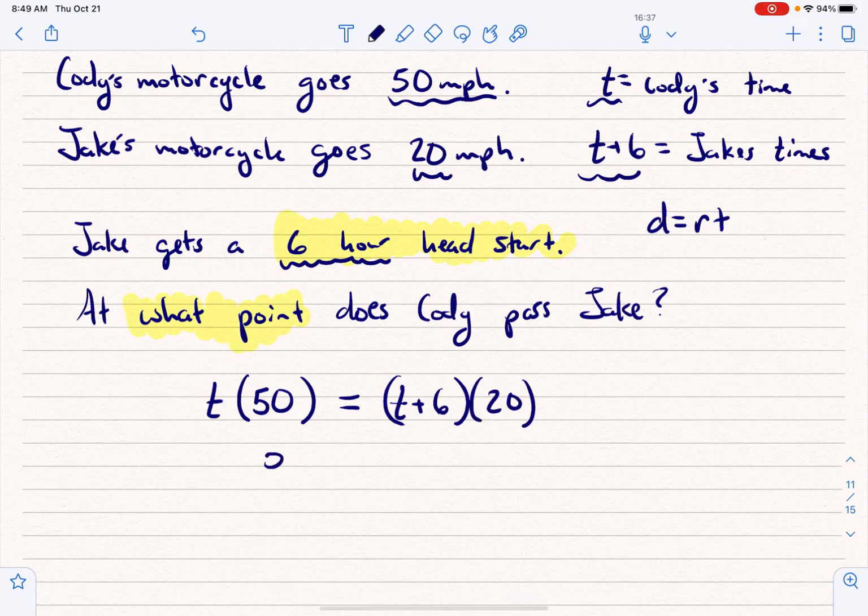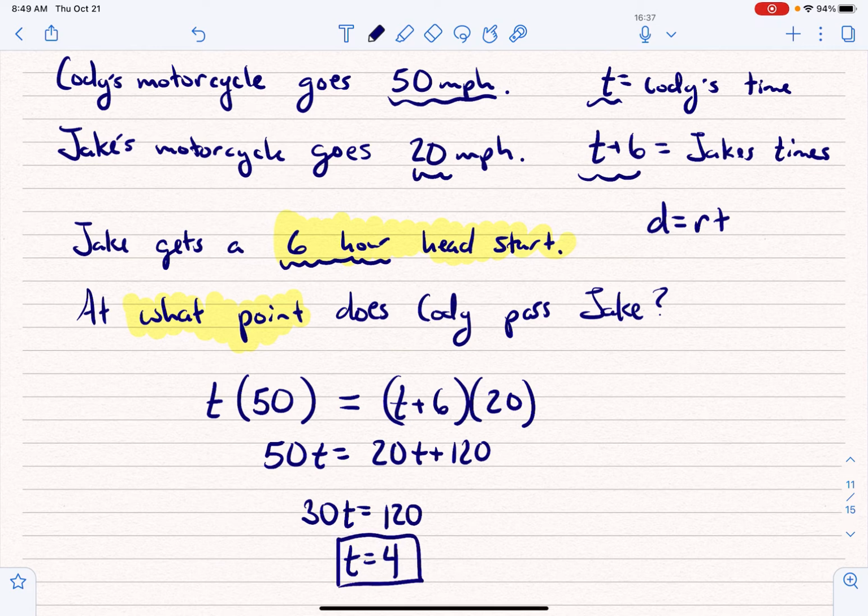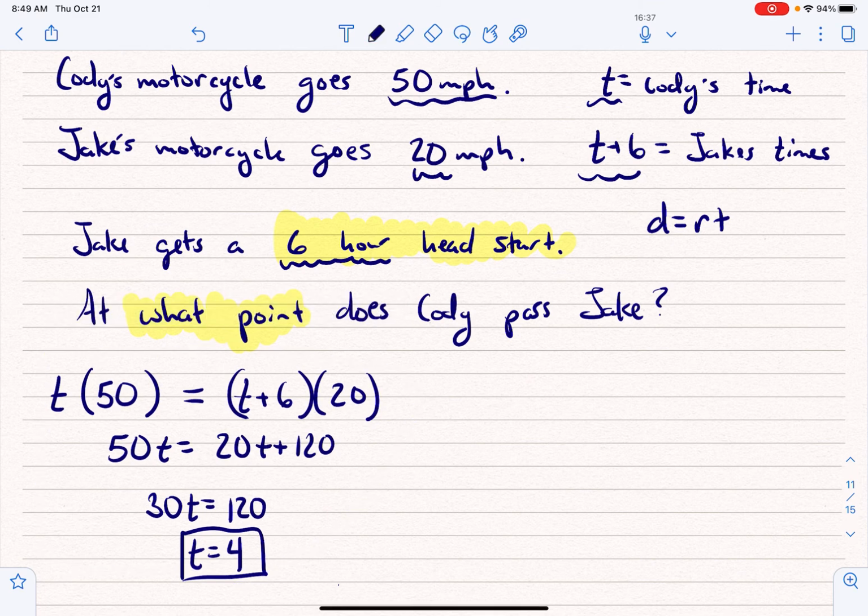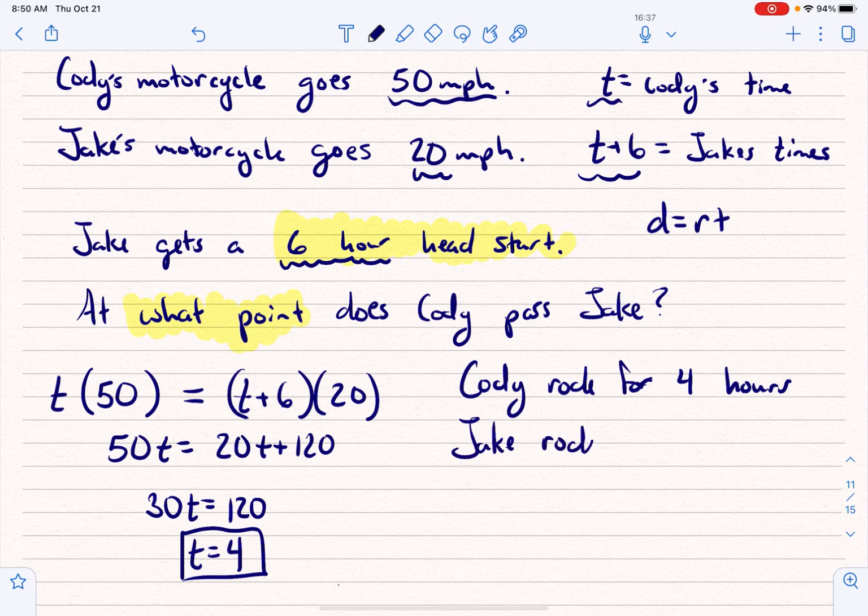We set those two things equal to each other, and we get 50t is equal to 20t plus 120. I can subtract the 20t from both sides and get 30t is equal to 120. Divide by 30, you get t is equal to 4. So what does that mean? Well, that means that Cody's time is 4 hours. Okay, it's important to think about whose is what. So Cody rode for 4 hours, which means Jake rode for how long? Well, you got to add 6 more, so you get 10 hours.